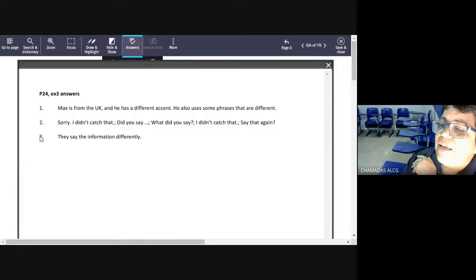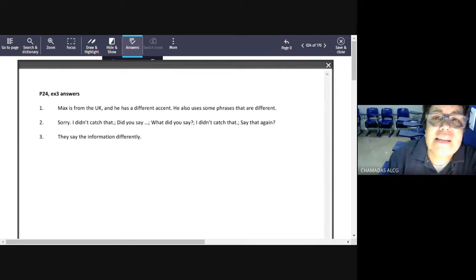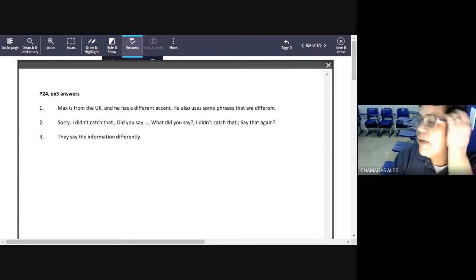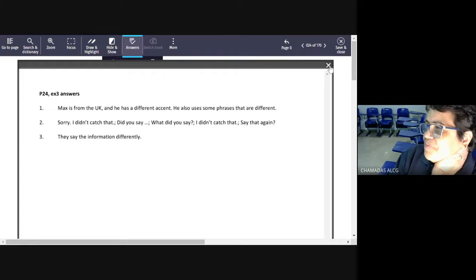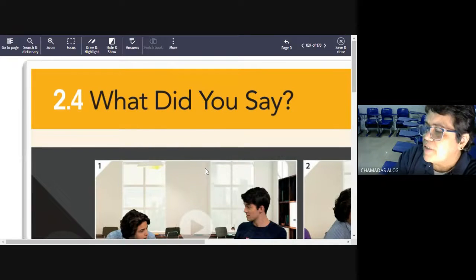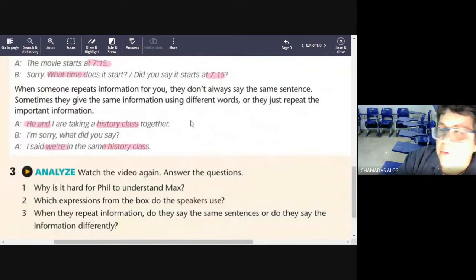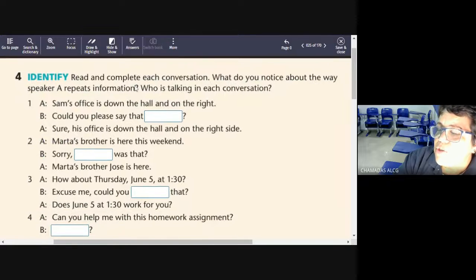And finally, how do they repeat the information? They say the information differently. Okay? When they repeat, they do not say exactly the same words. All right. Good. So there you go. We are done with the first page. So let's move on to the next page.